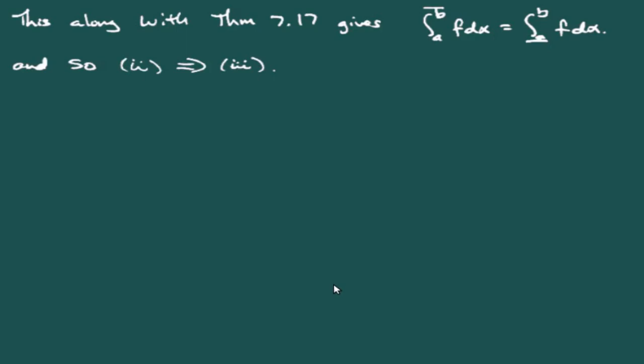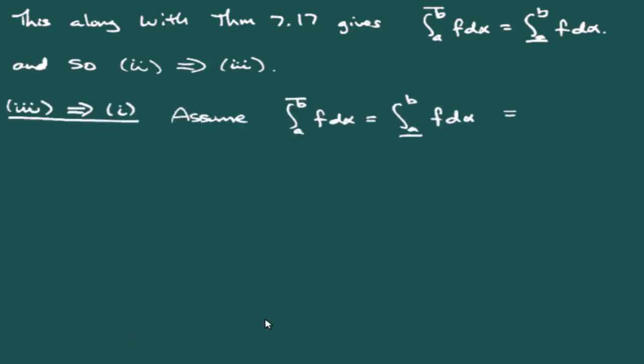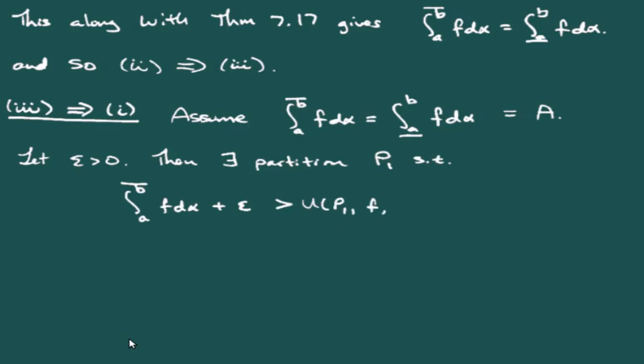So now let's go see if we can complete the circle and see if we can show that 3 implies 1. So let's assume that our upper and lower Riemann Stieltjes integrals are equal. So that gives us a target. Let's call that target A. Then taking epsilon greater than 0, we've got a partition P1 such that if we take our greatest lower bound, add on, we're not a lower bound anymore, so there's a partition that's going to be smaller. Our upper sum with respect to this partition P1 is going to be smaller than that.